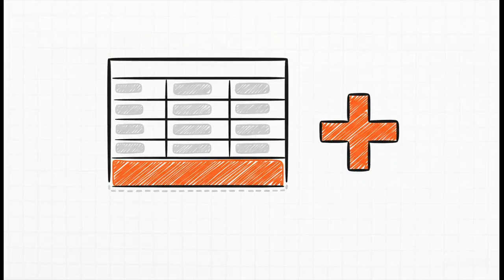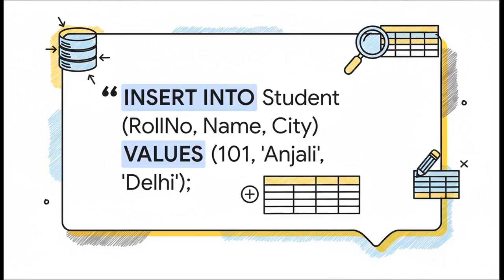So let's start with our very first tool, insert. Its purpose is as simple as it sounds: to add new rows of data into a table. You can imagine a school register. When a new student joins, you use insert to add all their details. And just look at how straightforward the command is. You literally just say insert into, and then the table name, in this case, student. After that, you list the columns you are filling, like roll number, name, city. And finally, you provide the matching values for those columns. So 101, Anjali, Delhi. See? It's as logical as that.